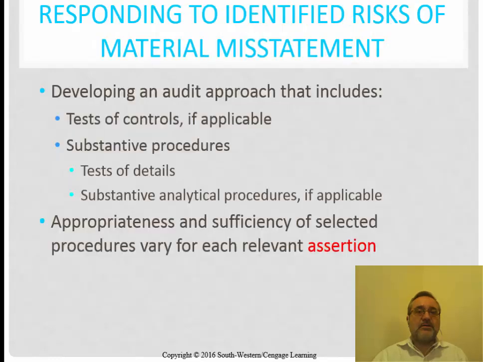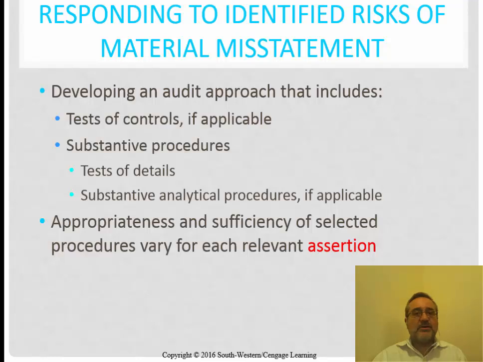As we respond to these identified risks of material misstatement, we need to develop an audit approach that includes test of controls, substantive procedures, test of details, substantive analytical procedures, and identify this from the perspective of sufficiency for each relevant assertion. Let's just take this just a little step further. Just make sure that we understand what we're talking about. Test of controls if applicable.